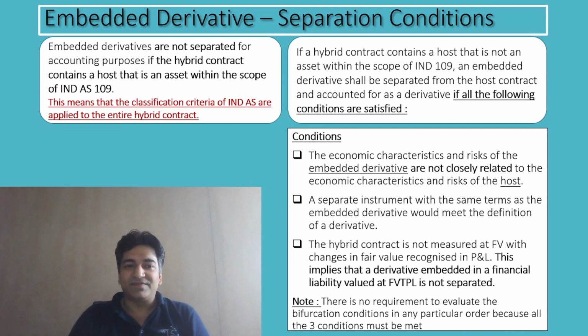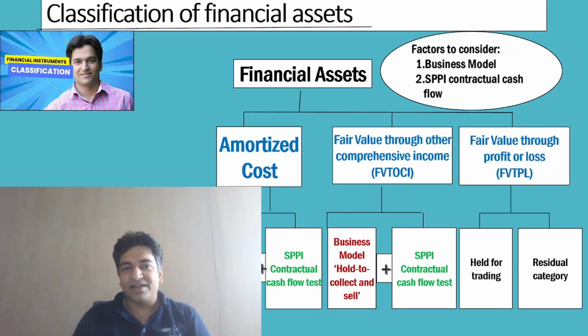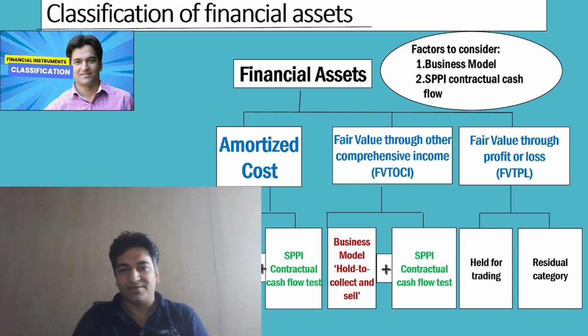So guys, let us first understand what the classification criteria are, then we'll come back to this. We have already discussed this in our earlier videos on financial instruments classification, wherein we discussed that financial assets are broadly classified as amortized cost, fair value through OCI, that is other comprehensive income, and fair value through profit and loss, that is FVTPL.